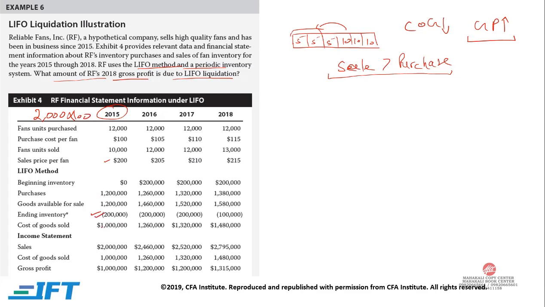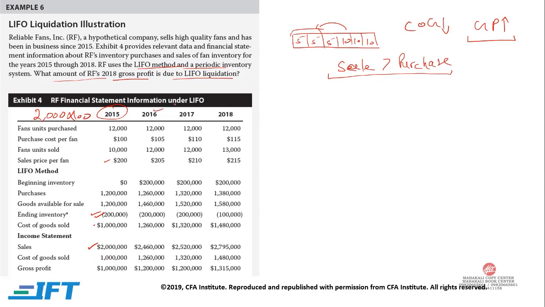Our cost of goods sold is 1 million because we sold 10,000 pants and each pant is for $100. And our gross profit would be 1 million because we sold 10,000 pants for $200. Our sales would be 2 million, and our cost of goods sold is 1 million.